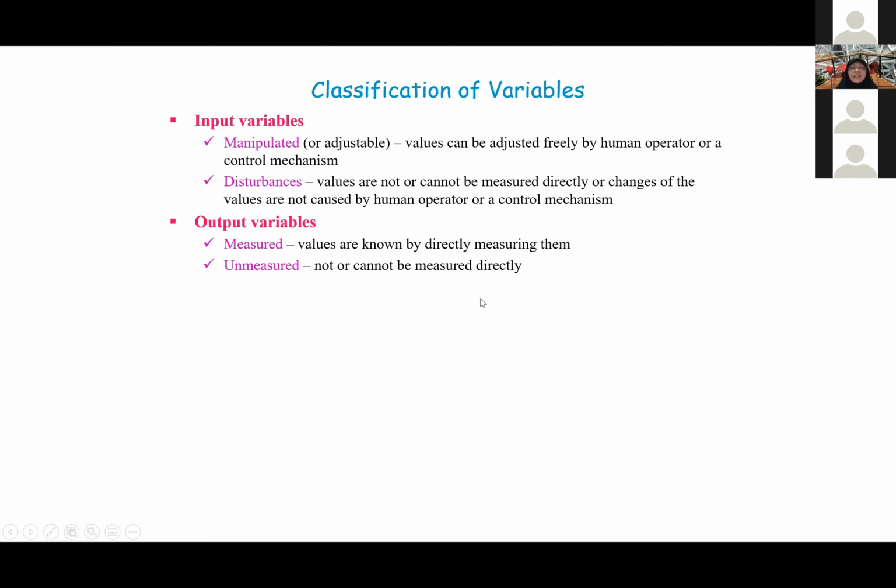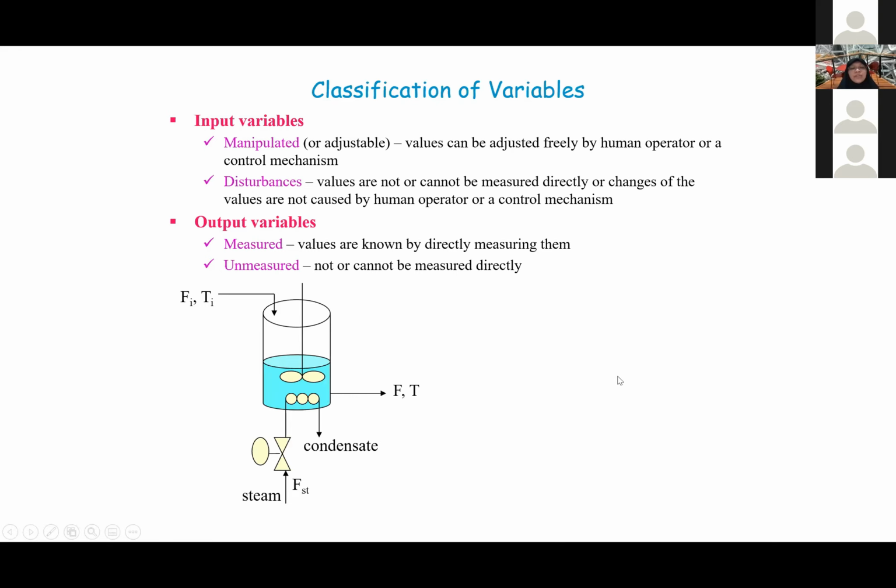Output variables are variables coming out from the system. They can be measured or not measured. If it's measured, then we know the value. If it's not measured, then we don't have any information. Okay, so input variables, very good. You've managed to label most of it. Now, if F has a pump and we can determine the value of F, then this becomes an input variable, not an output variable.